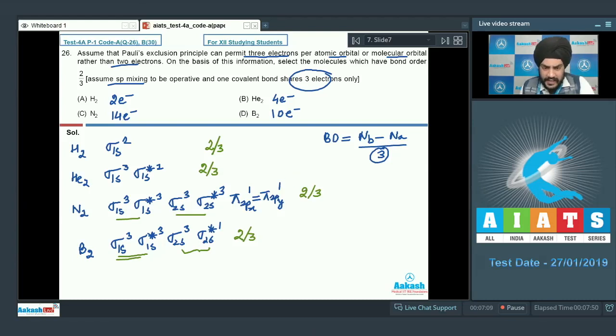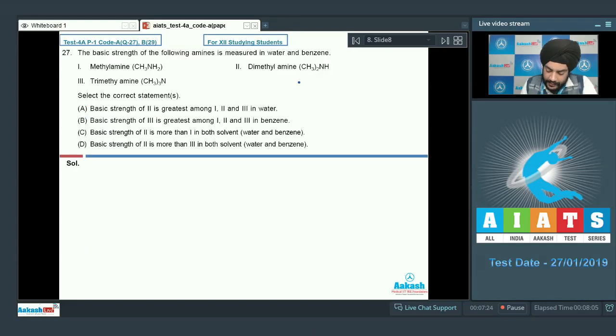So if we look at the options which are given to us, we can clearly see that we have to select all 4 of these options as the correct answer to this question. Let us look at question number 27 now. The basic strength of the following amines is measured in water and benzene. So we have been given methylamine, dimethylamine and trimethylamine.